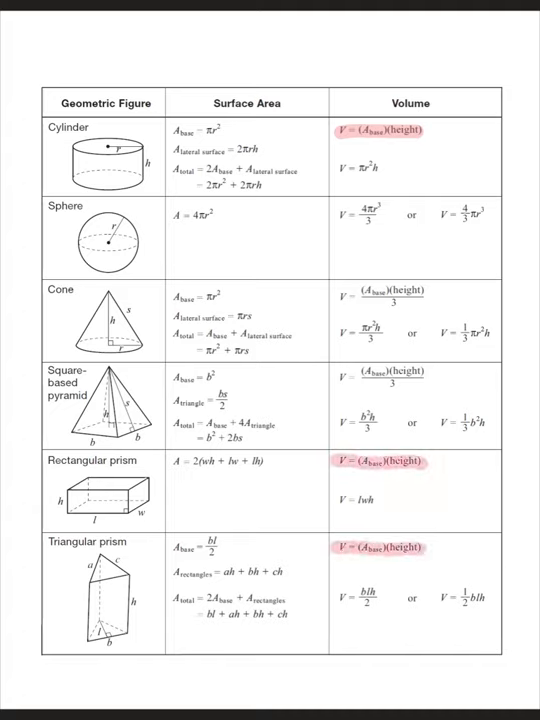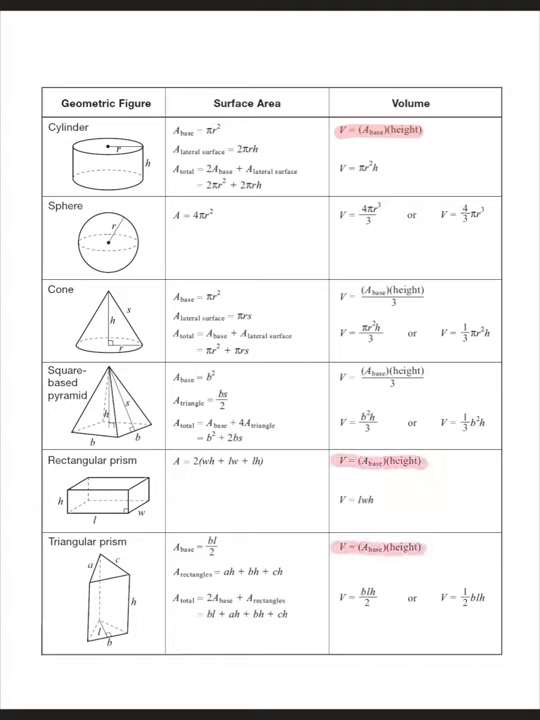So we'll plug that in. And then 5 is our height. So volume equals pi times 3 squared times 5. And when you calculate that in your calculator, you should get 141.4 centimeters cubed.